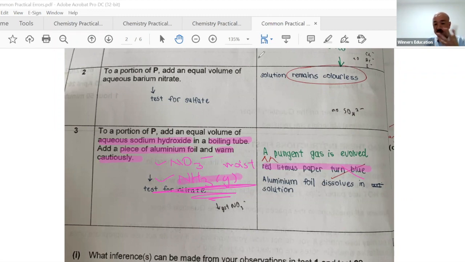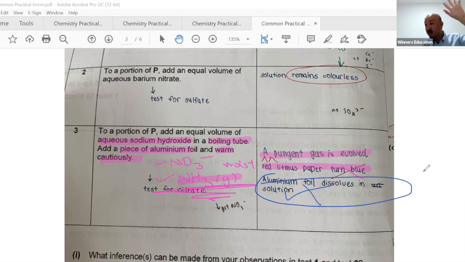But she was penalized on the first part. If you don't have it, you must always say a pungent gas, because when ammonia comes out, it is sure to be pungent. And that's where you then test it with moist red litmus paper. Everyone, are you with me? And you look at the last line, the teacher doesn't bother to do anything. Dissolve, lah. This is not a key observation. Are you with me?